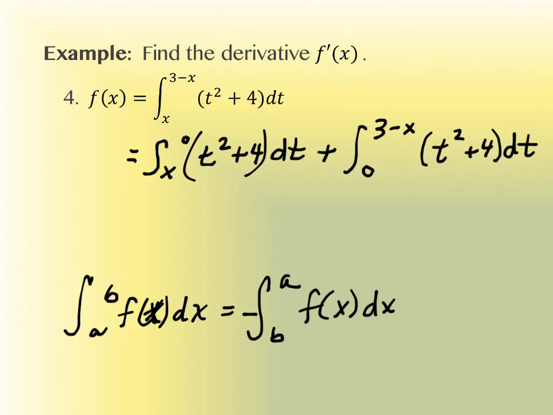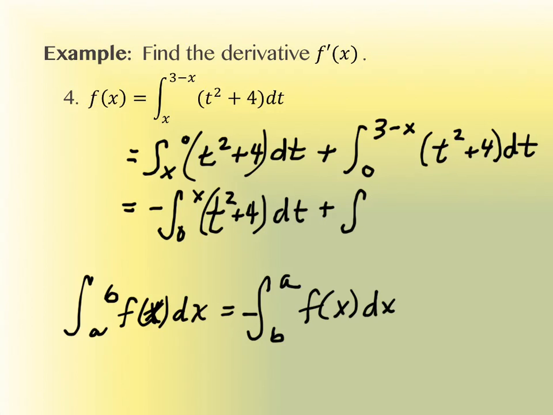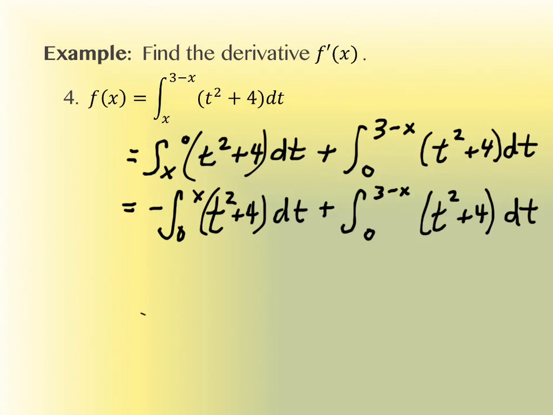Okay. So up here, then, I'm allowed to take this and put a negative integral from 0 to x of t squared plus 4 dt. And then I also have this integral from 0 to 3 minus x of t squared plus 4 dt. Okay, so that's a property of integrals.